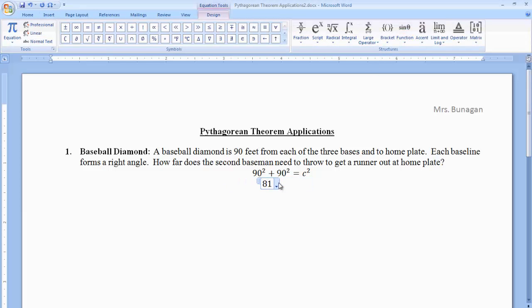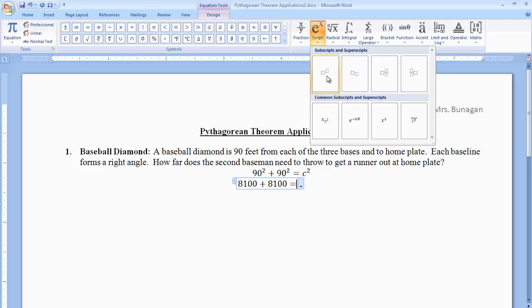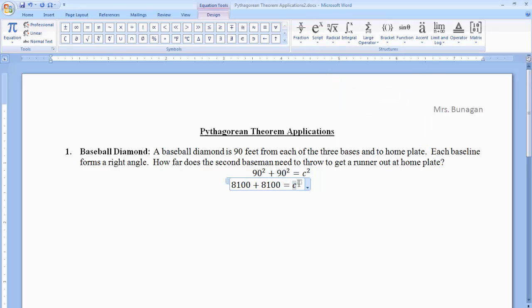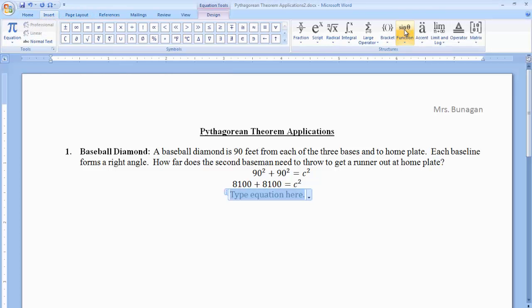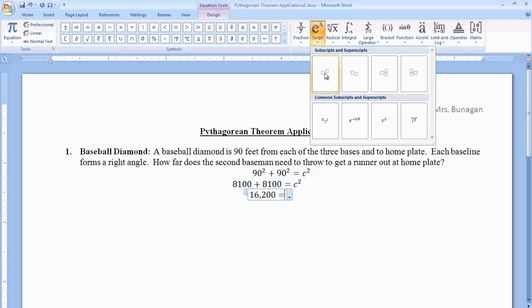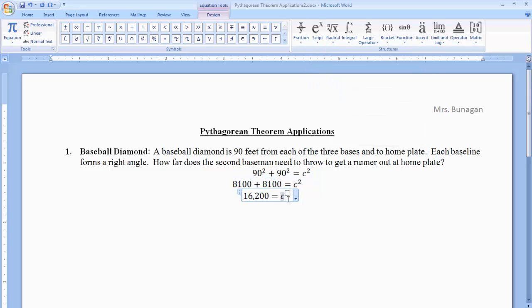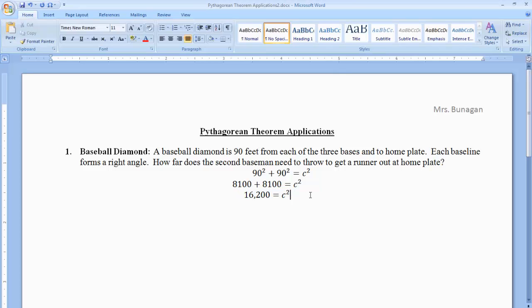90 squared is 8100 equals c squared. Insert another equation. 8100 plus 8100 is 16,200 equals c squared. Click into the base and put a c, click into the exponent and put a squared.